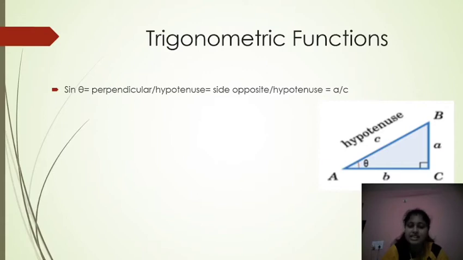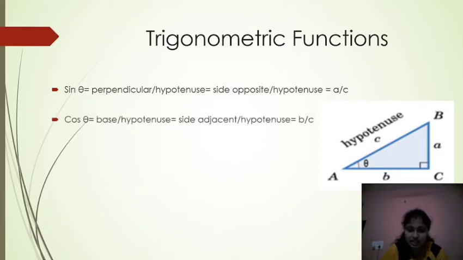First is sine of any angle. Suppose, as you can see on your screen, there is a right angled triangle ABC and theta is the angle at A. Suppose we are supposed to find the sine of theta. Sine theta is perpendicular by hypotenuse, which is also side opposite by hypotenuse. As per the figure, the side opposite is a and the hypotenuse is c. So sine theta is equal to a by c.